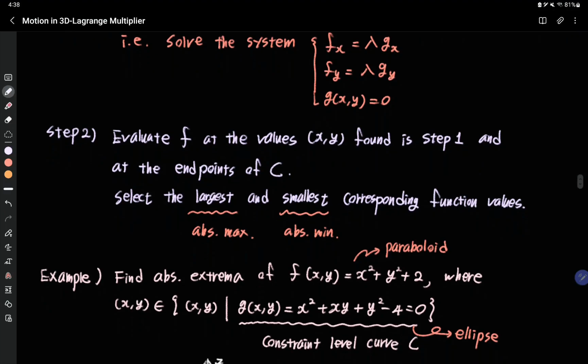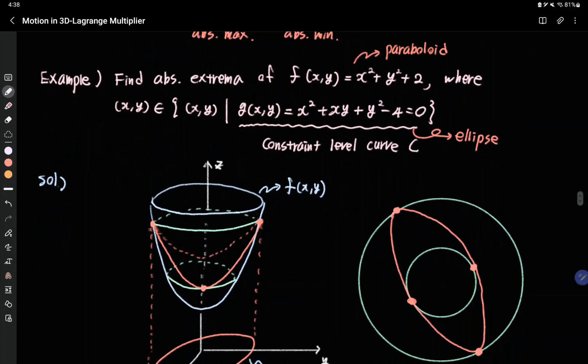Okay, so here's an example. Find the extrema of f subject to the constraint x squared plus y squared equals 2. So that's going to be a paraboloid.